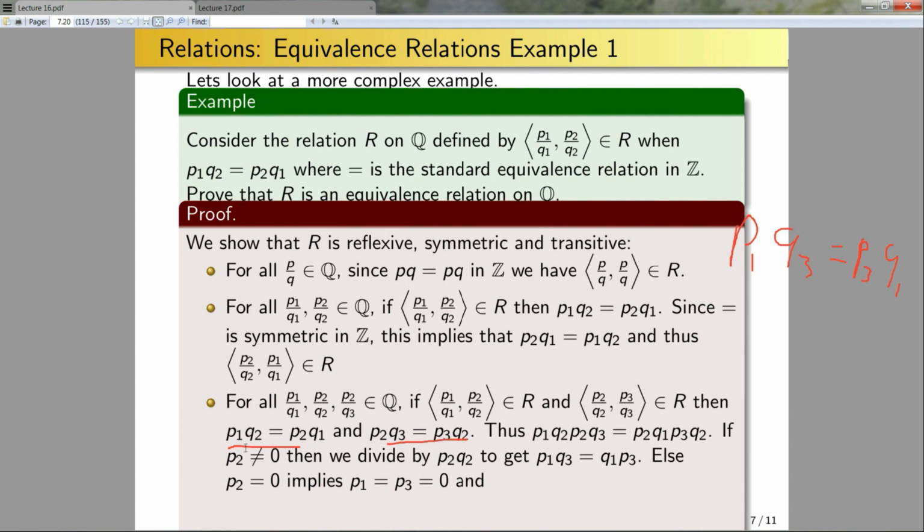On the other side, if P2 is equal to 0, then since these two things are related and these two things here are related, that implies that P1 has to be 0 from this relation and P3 has to be 0 from this relation. Thus, from here, we trivially have that this holds because 0 equals 0. This implies that this is related to this expression here, which is exactly what I wanted for transitivity.